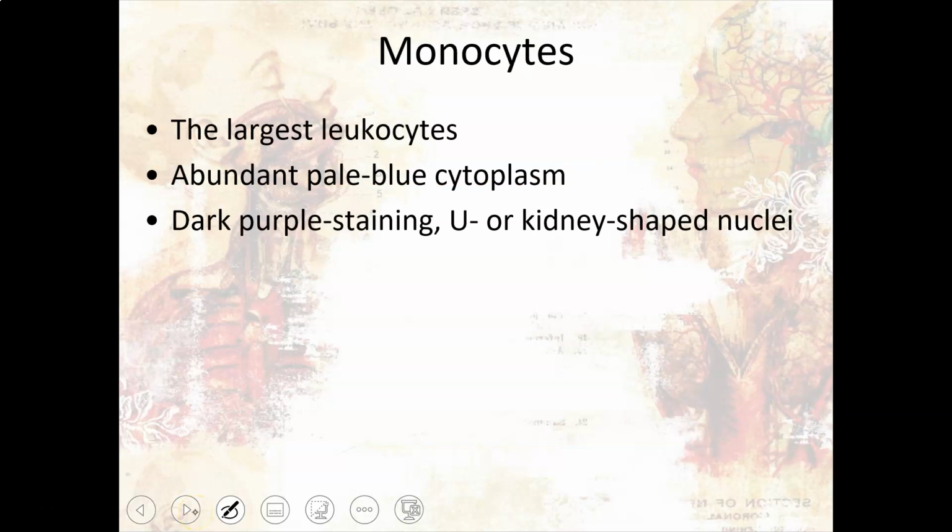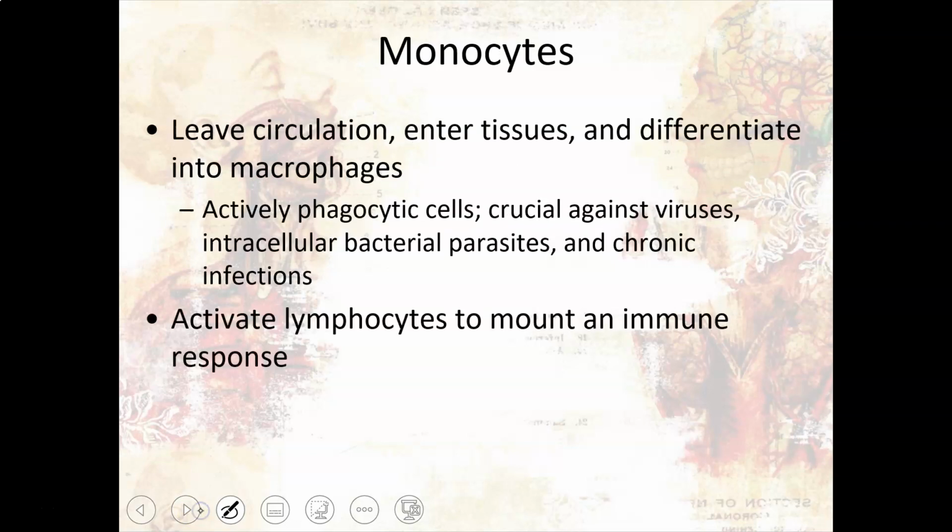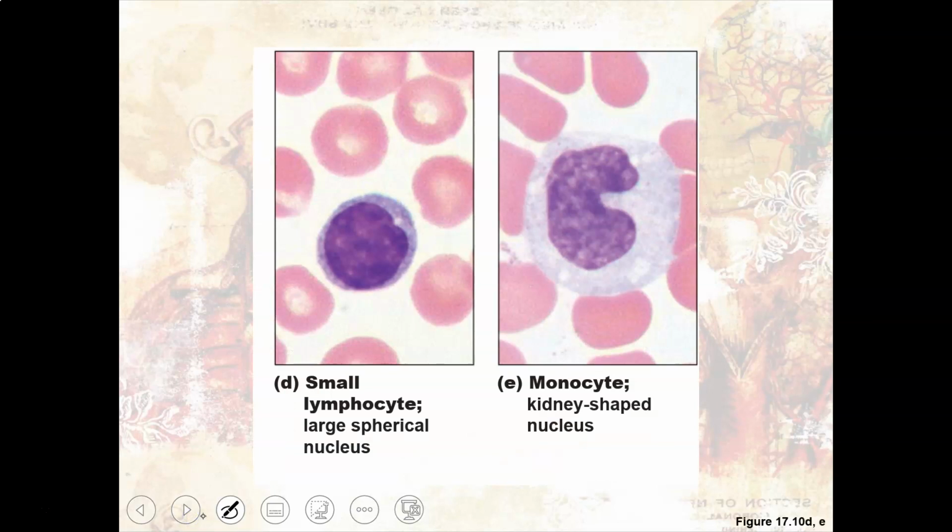Monocytes are the biggest of the white blood cells. Monocytes will leave the bloodstream and turn into macrophages, where they become phagocytic. Again, more on this one in immunity. So there's a lymphocyte and a giant fat monocyte.